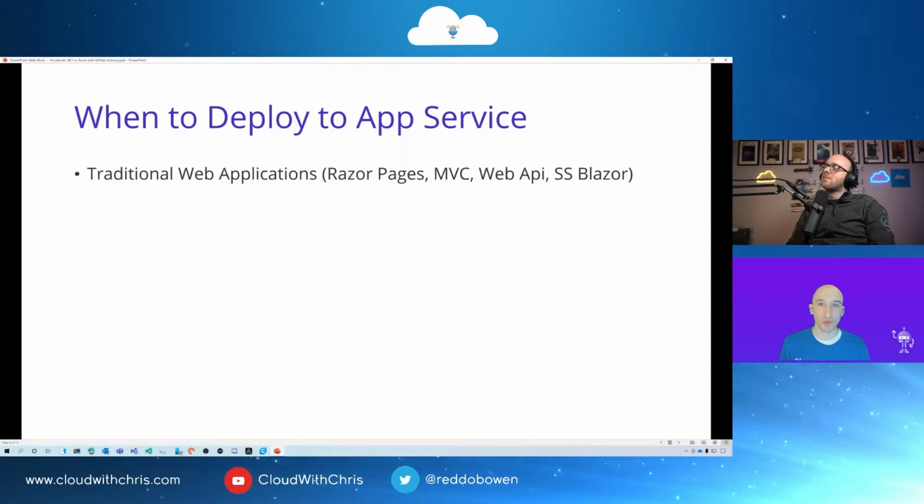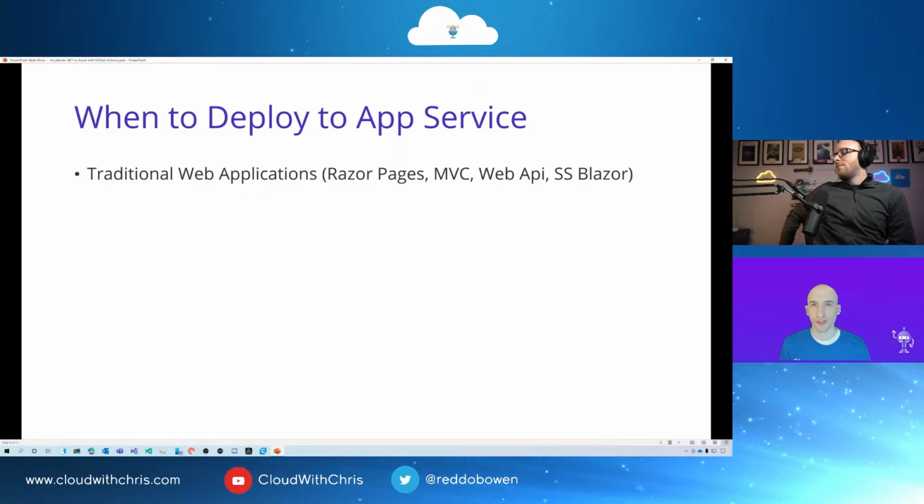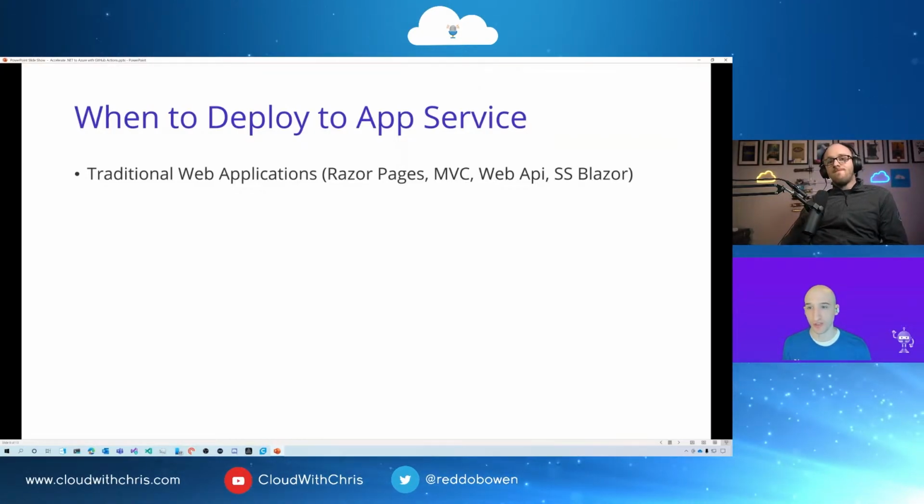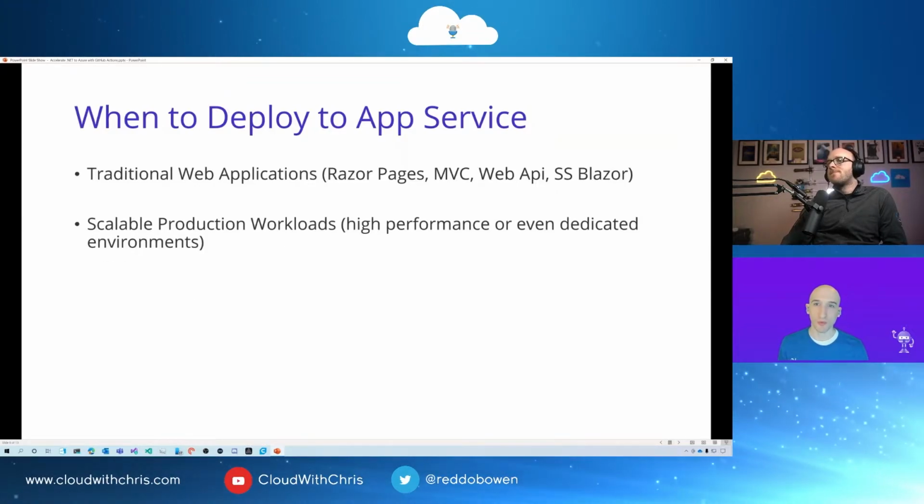So your traditional web applications are always a good bet. Whether it's .NET Core or .NET 5 Razor Pages, MVC, Web API, server-side Blazor, right? So the very traditional web applications. But there's a couple of great things about app service that make it really ideal for certain scenarios. If you need scalable production workloads, aka high performance or even dedicated environments, you have that capability inside of app service.